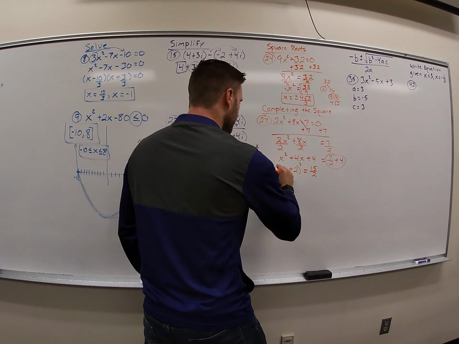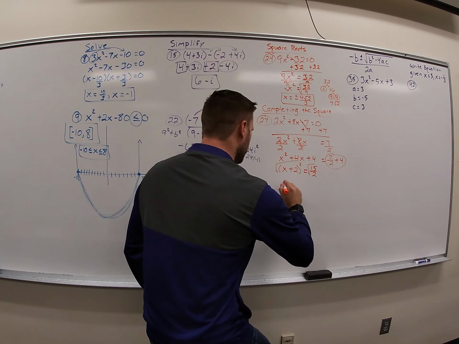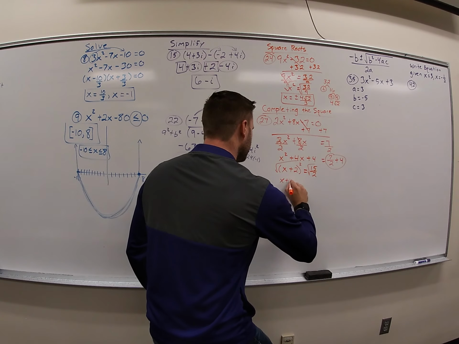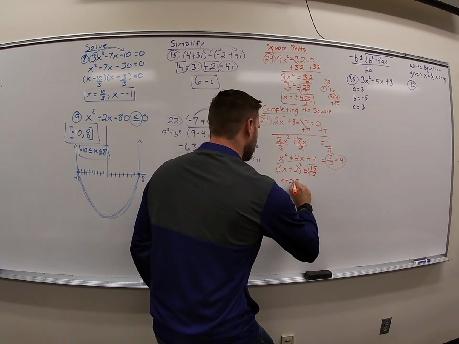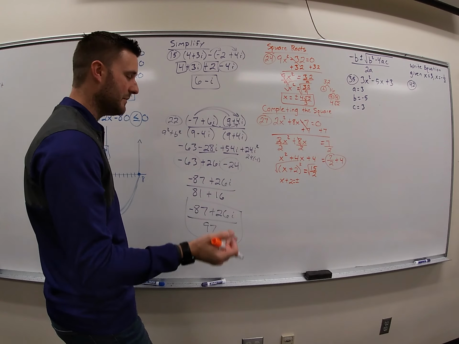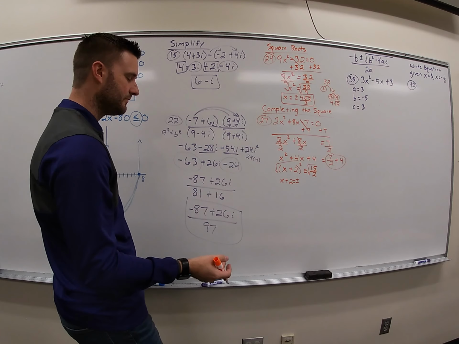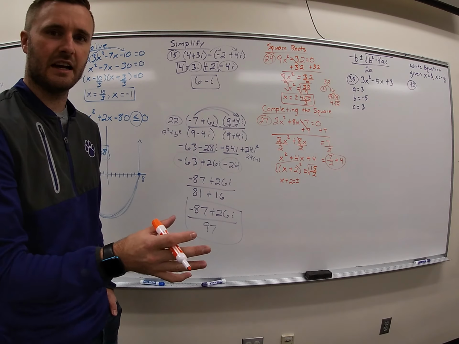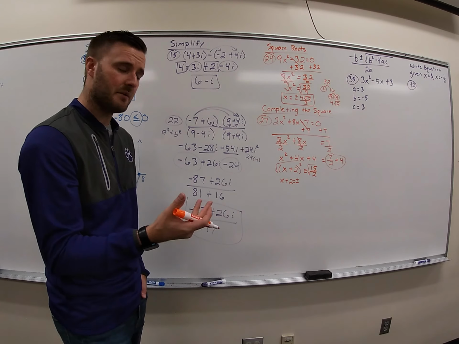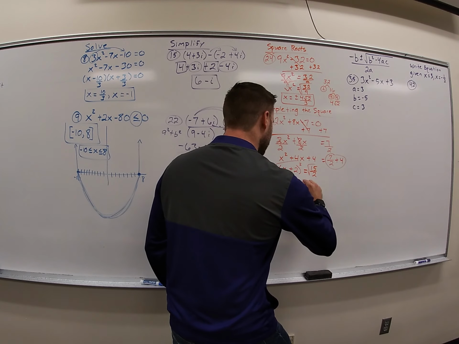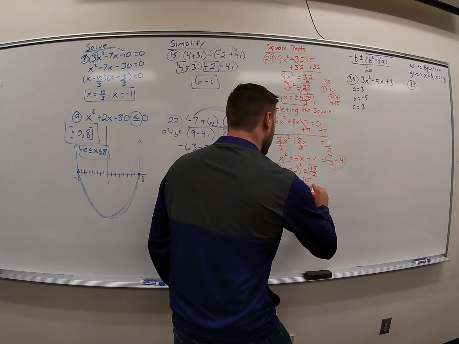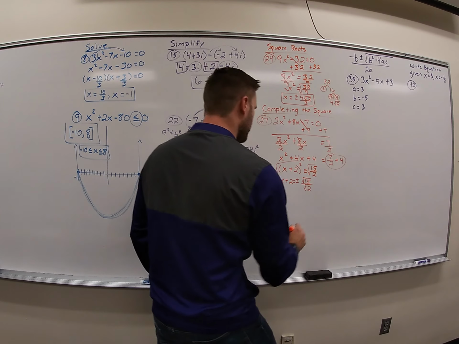How do I undo a square? Well, take the square root. So when I do that, I get x plus 2 equals plus or minus. Anytime I take the square root, I have to do plus or minus. The square root of 15 doesn't break down. 3 times 5, those are both prime numbers. So I'm just going to leave this as the square root of 15 over the square root of 2.